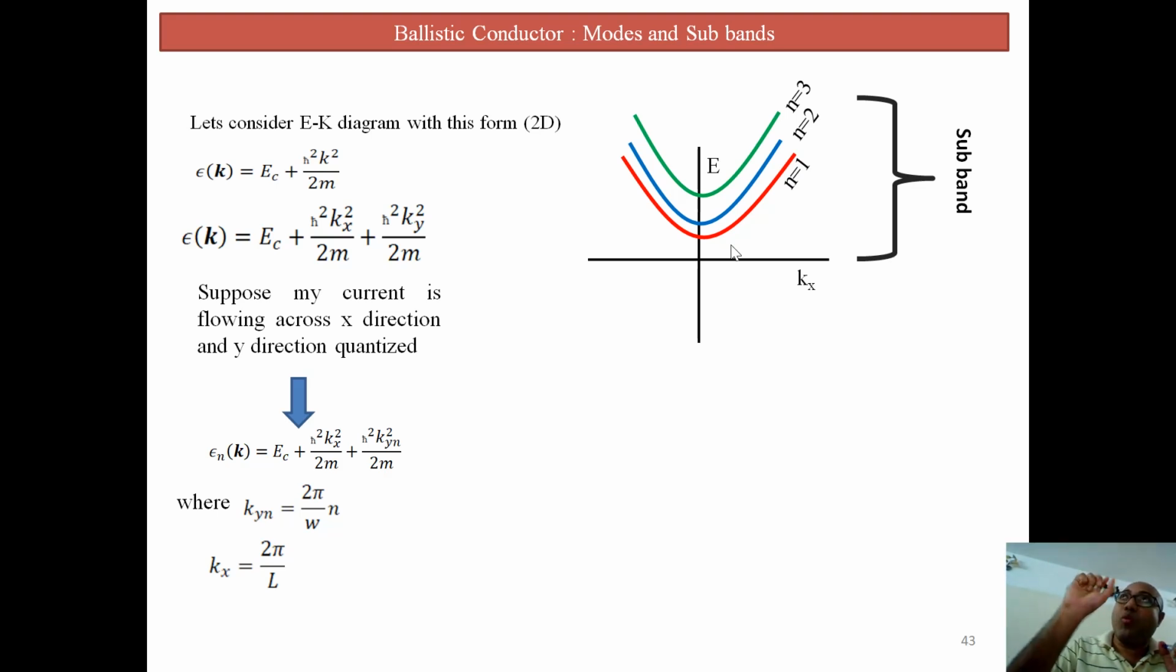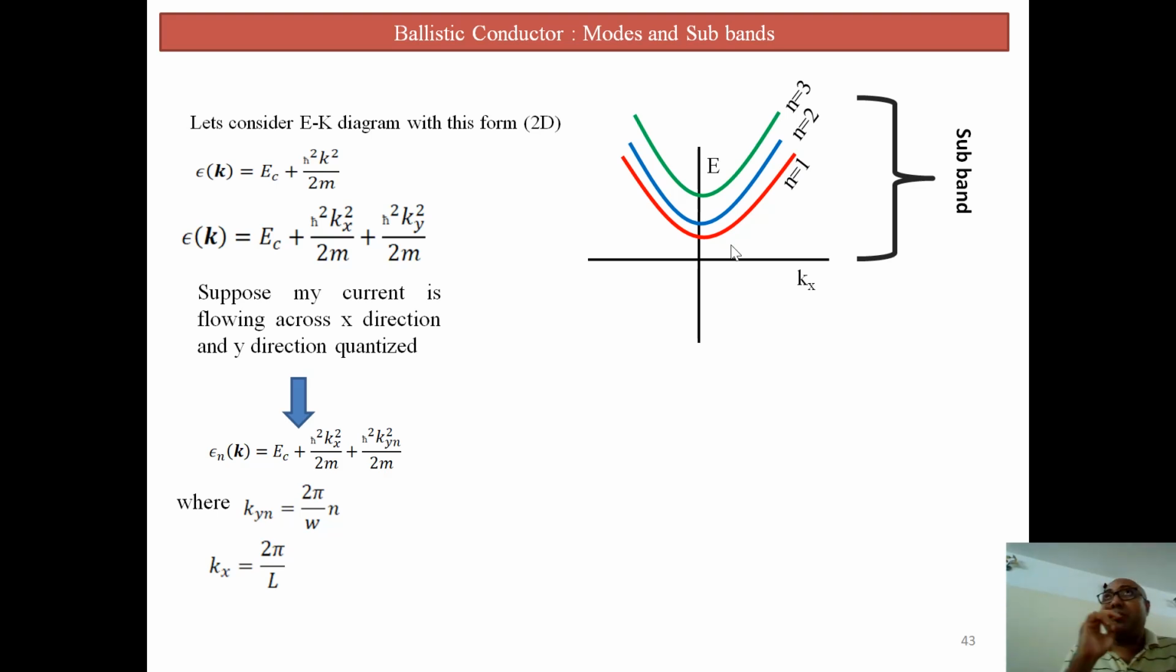So you just consider one level of quantization and plot the E-k diagram. Second level of quantization, plot another E-k diagram. Third level of quantization, plot another E-k diagram. So this is a very common way to plot the E-k diagram in quantized levels. That is a very popular method.